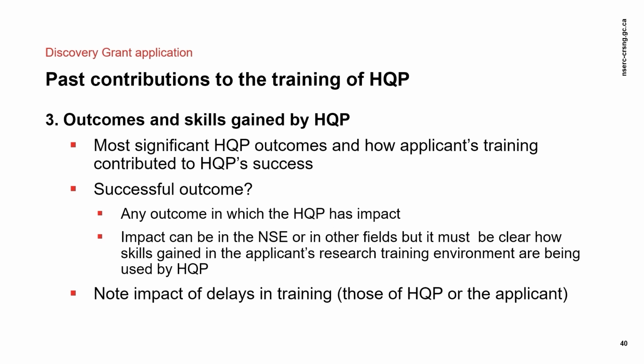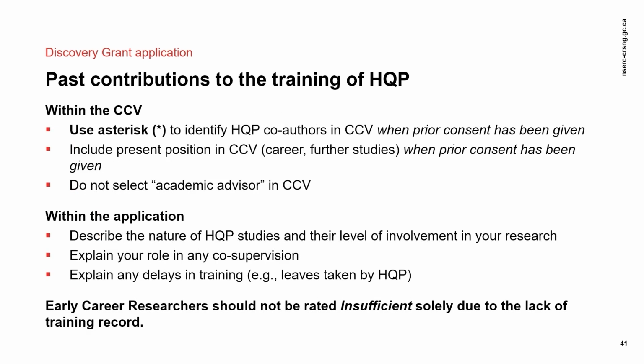In terms of numbers, it is important to add context to the number. For example, if you have trained 80 students, specify what kind of training. If you have a small number of HQP, explain why. To summarize, this slide highlights some important instructions for this section.